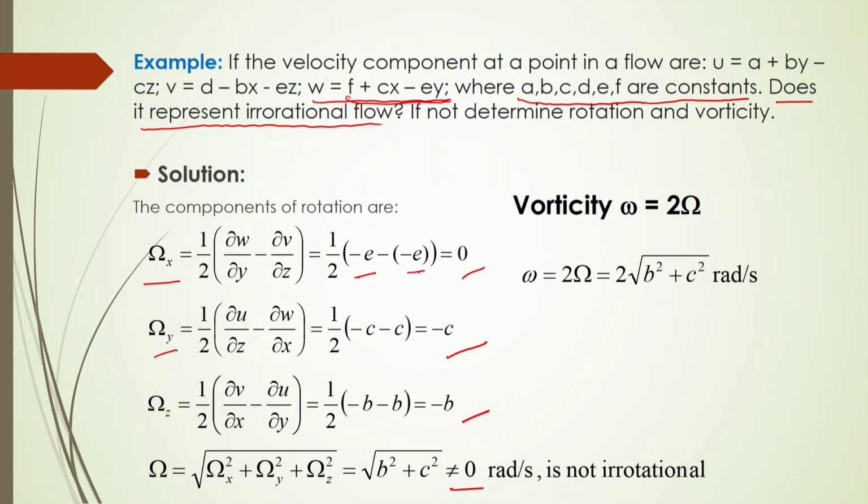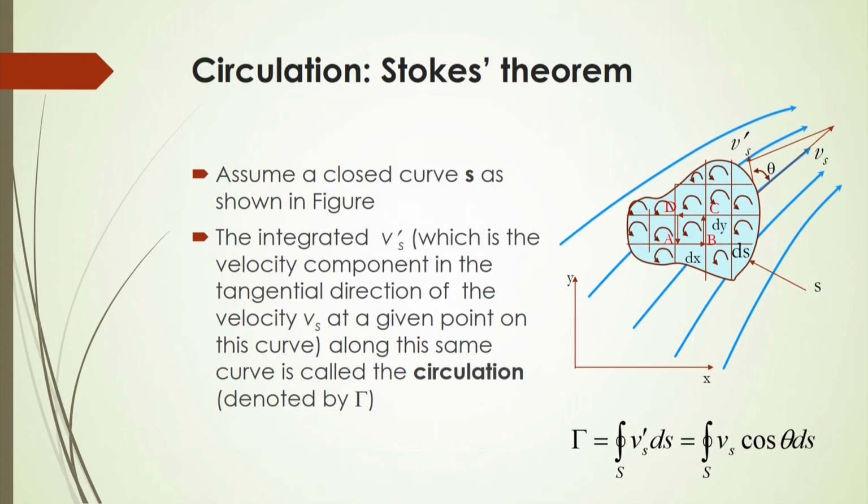So, in this case, what should be the rotation and vorticity? The rotation is root over b square plus c square. Now, what should be the vorticity? Vorticity will be equal to 2 times the rotation, that means omega will be 2 into root over b square plus c square. This is in terms of radian per second.